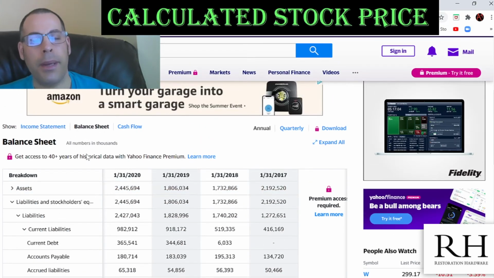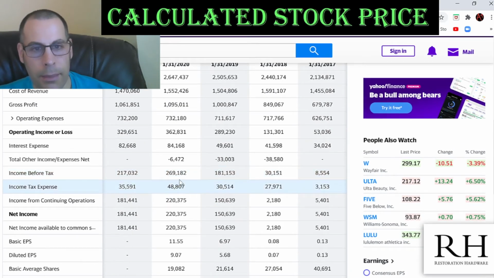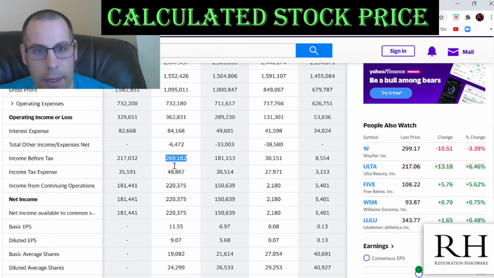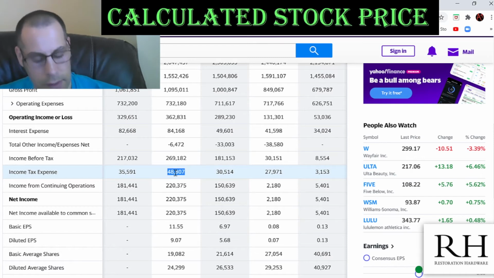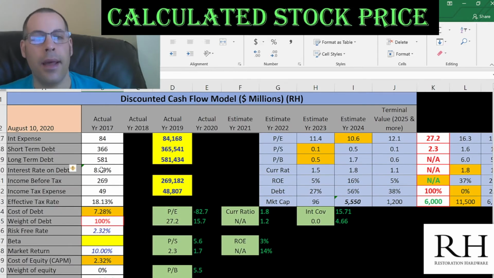It says interest payments are tax deductible. Let's get their effective tax rate. So the income before tax is $269 million. The income tax is $48 million. So the effective tax rate is 18%. To get the cost of debt, it's the interest rate on the debt times 1 minus the effective tax rate, which comes out to 7.3%.